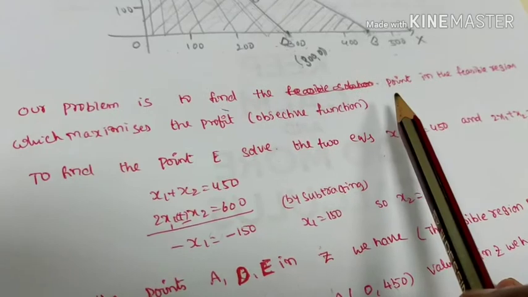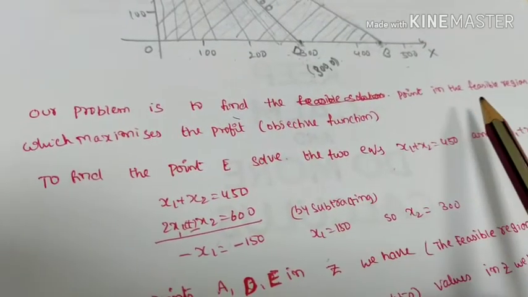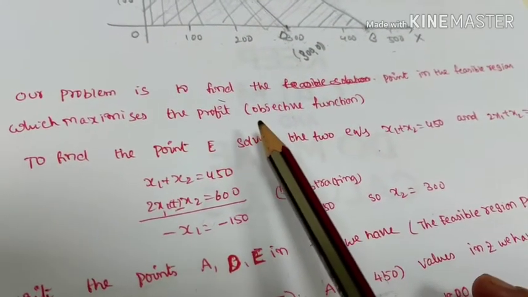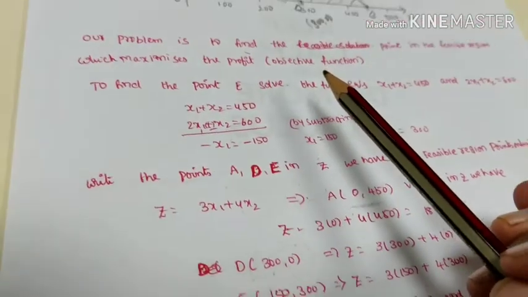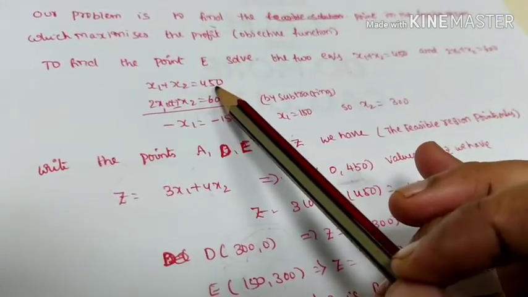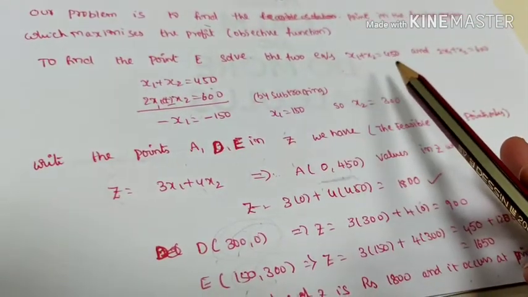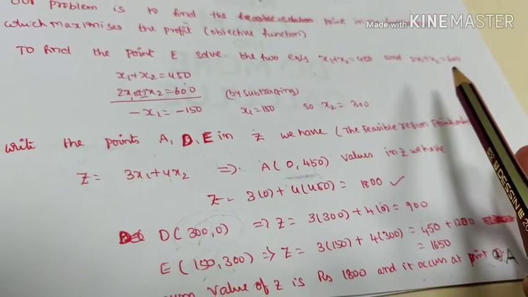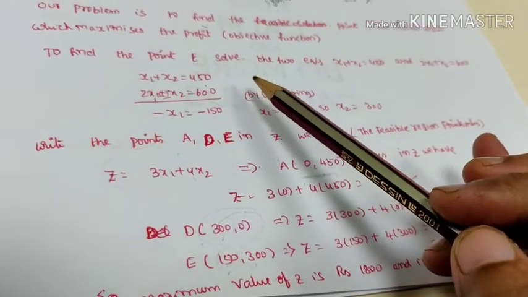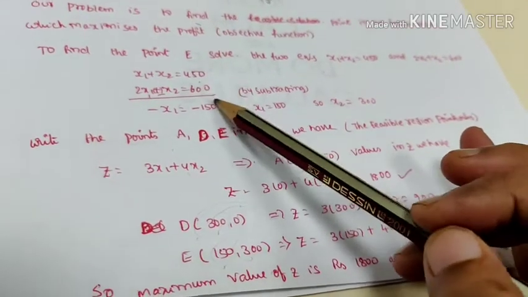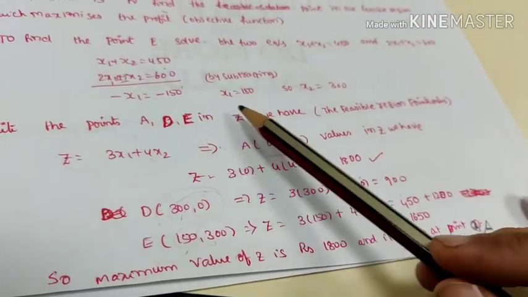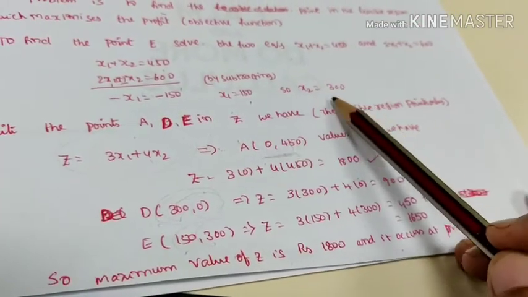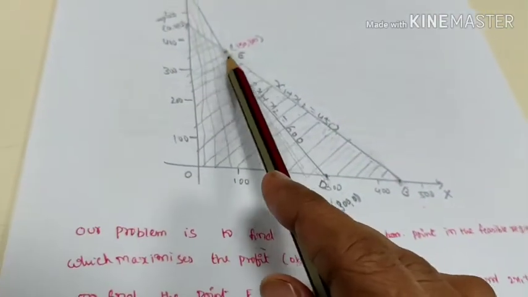So now our problem is to find the point in the feasible region which maximizes the profit, that is the objective function. So to find the point E, solve the two equations, x1 plus x2 equal to 450 and 2x1 plus x2 equal to 600, by using any method, elimination or substitution, what you learned before. You will get the point E. What is the point E? You are getting 150 as x1 and 300 as x2. So write it here.